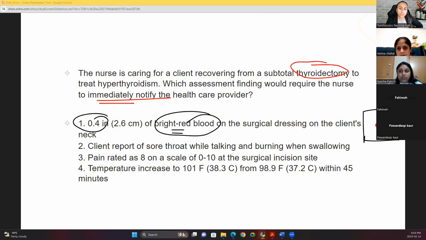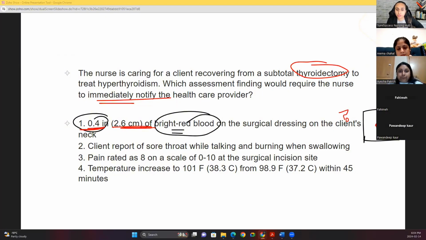All right. So is it hemorrhage that I have to tell the doctor? You guys are seeing that, yes, please call the doctor because it is hemorrhage. Is it hemorrhage? No. You have to check the size. All right, let's see.